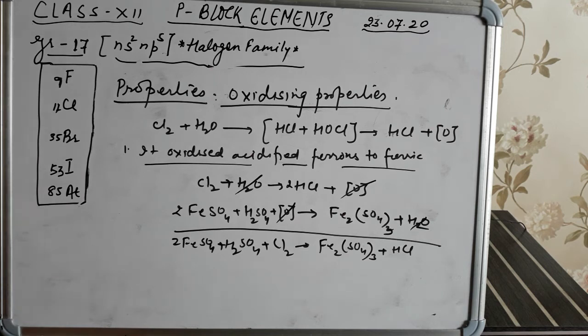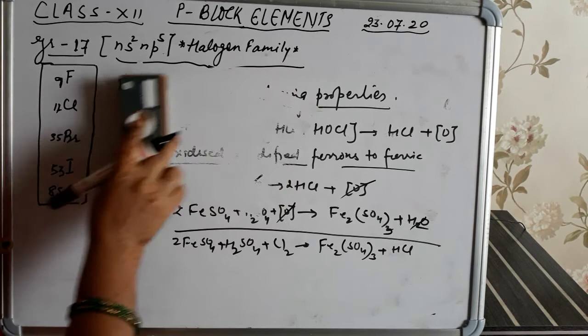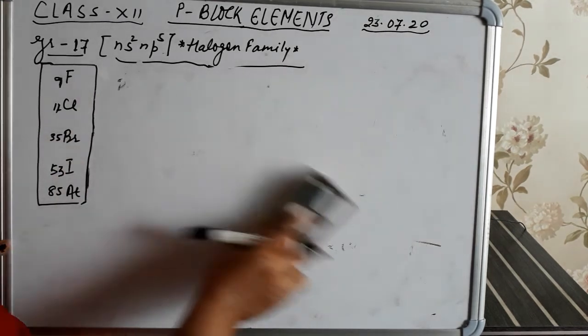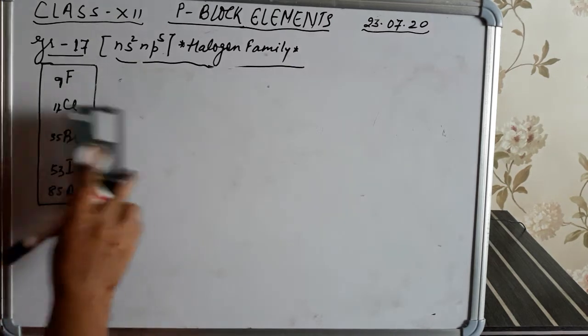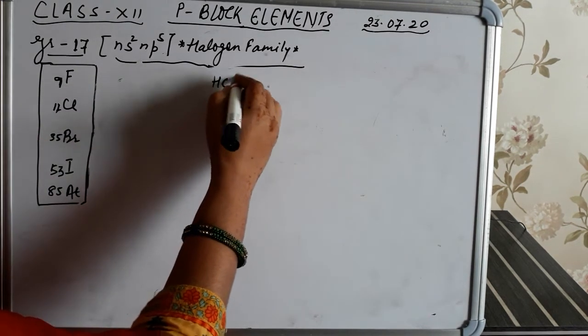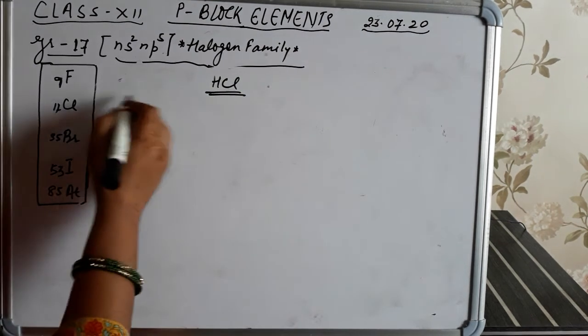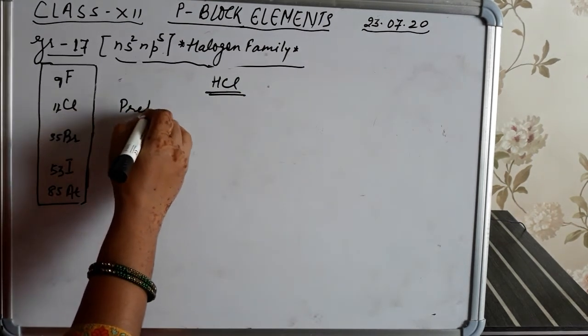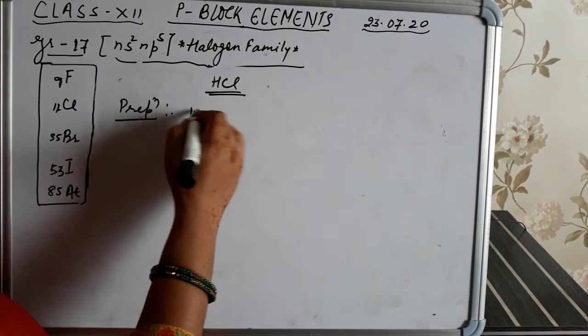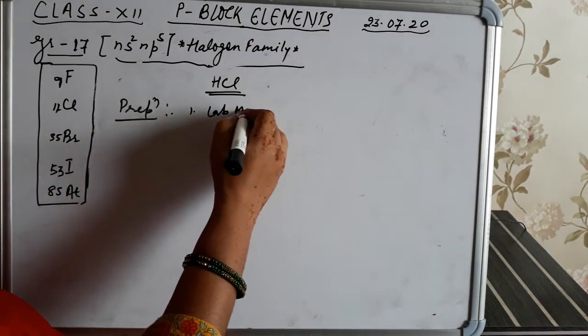Next we discuss the compounds of chlorine, that is hydrogen chloride. At first we discuss the preparation of hydrogen chloride. So students, at first the laboratory method.